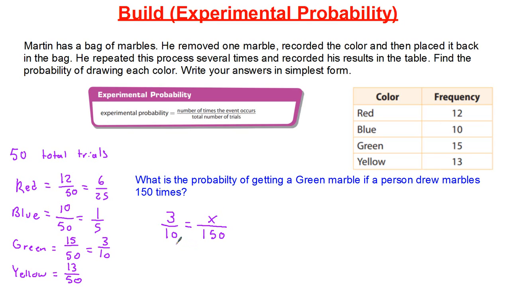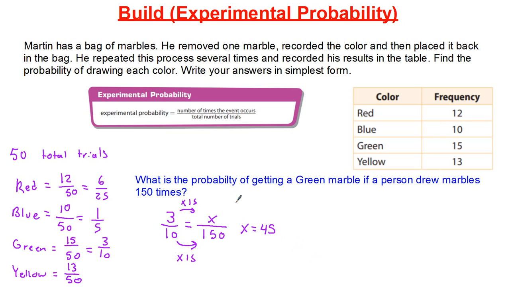We could go about this several ways. 10 multiplied by some number is going to give me 150. Whatever I do to the bottom, I have to do to the top as well. So if I take 150 and divide by 10, I know that's going to be 15. So 10 times 15 is going to give me 150. Now I have to do the same to the top. So 15 multiplied by 3 is going to be equal to 45.